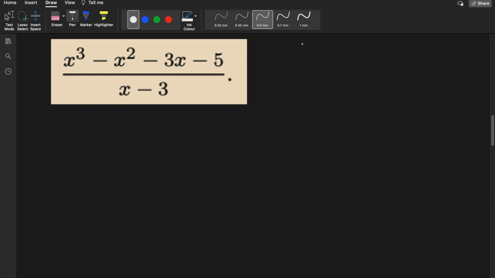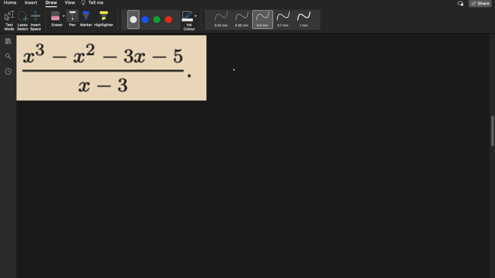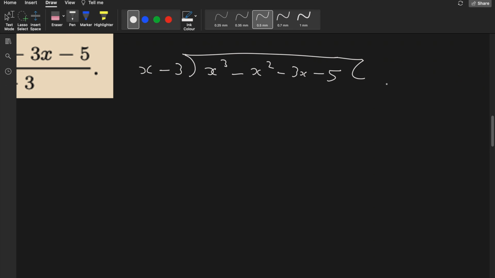This method is called long division. You usually write the divisor over here, then write this symbol, and write the polynomial inside. Then close this. Over here, we'd get the value of the quotient. Here, the first term would be x squared. When we multiply this into this, we're supposed to get the first term of the polynomial. When we multiply x squared with x, we get x cubed. And then we get x squared minus 3.